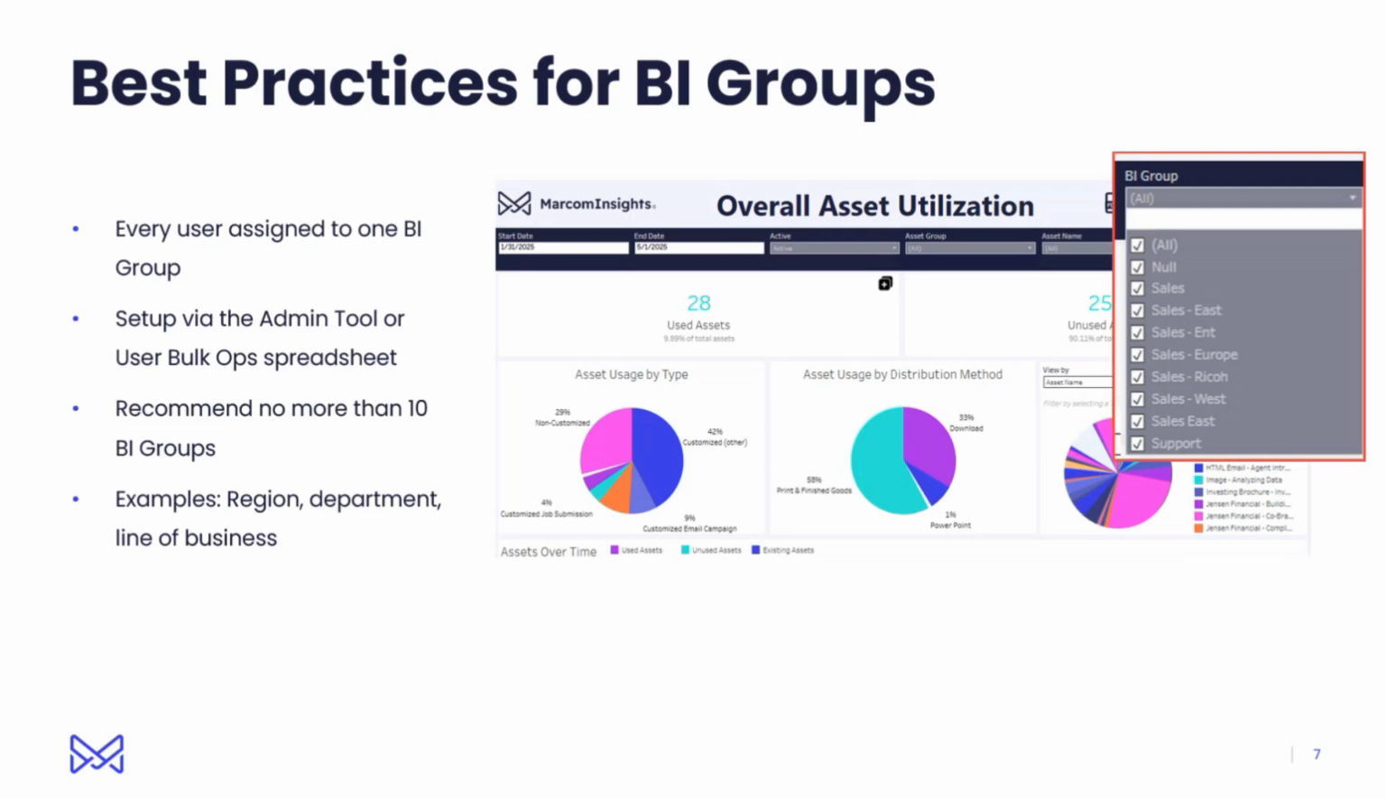You can set up your BI groups in the admin tool or by using the user bulk op spreadsheet. We do typically recommend trying to have less than 10 BI groups because then your data may not be presented in a meaningful way. However, there is a balance between groups and users. So if you have, say, thousands of users, then you may need to have more BI groups versus someone who has hundreds of users. So some examples could be by region, department, or line of business.